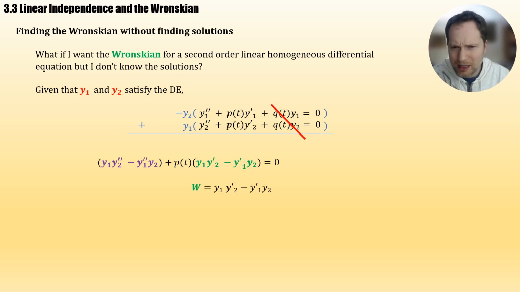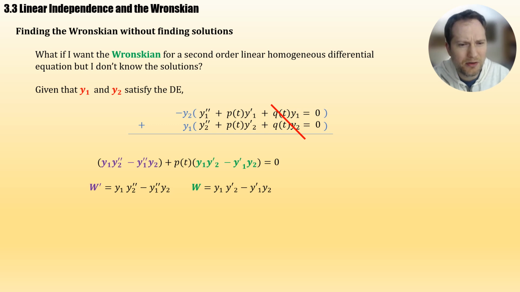Think about what the Wronskian is. Isn't it y1, y2, and then in the second row, y1 prime, y2 prime? And there's the determinant of that, right? Now the purple is a little harder to see. But the purple is also something special. It's in fact the derivative of the Wronskian.